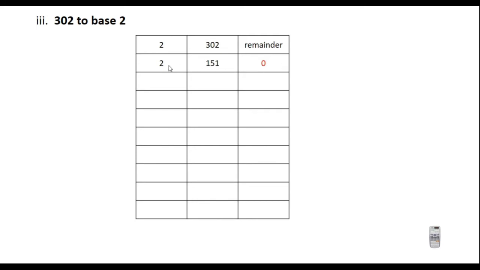If you want to see if the remainder is 0, you multiply 2 by 151 and we are getting 302. You subtract it from 302, you are getting 0. You move on to the next one. You divide 151 by 2.